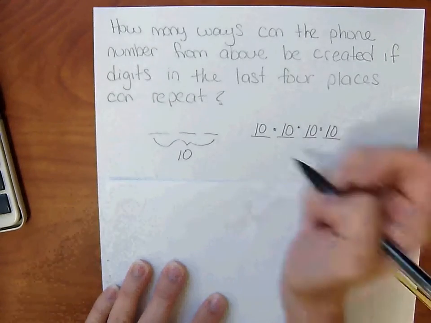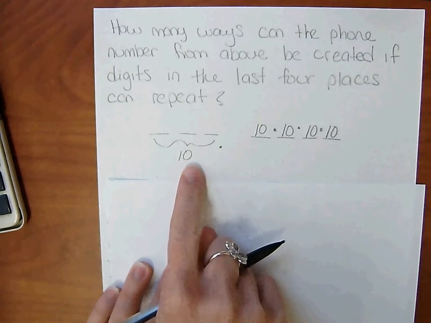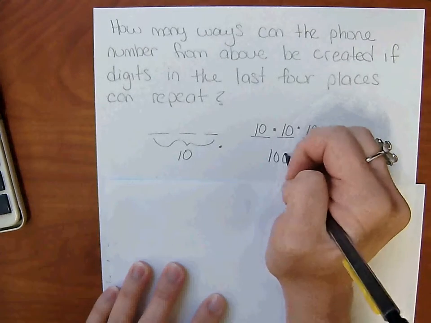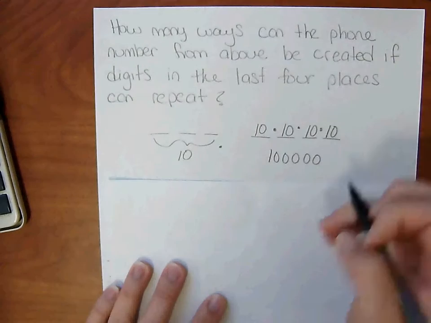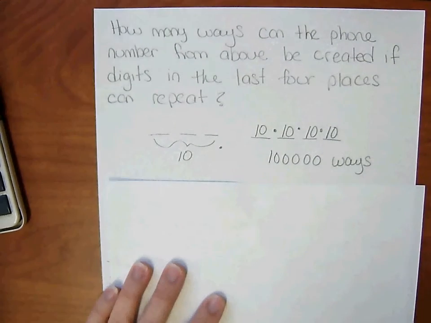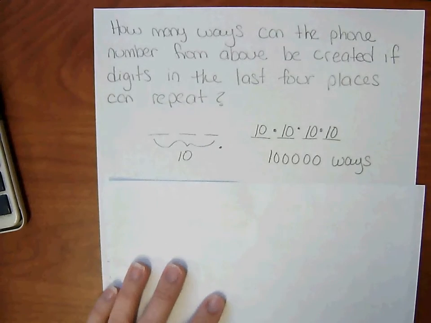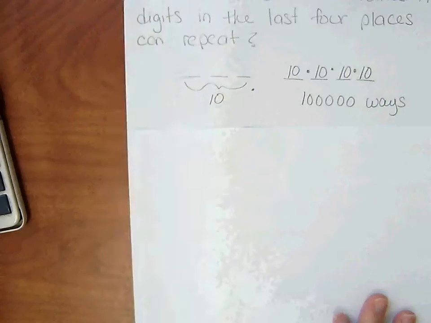Multiply all of these together. Again, do not forget the 10 for the arrangement of the first 3. And we get 100,000 different phone numbers. We almost doubled the amount of phone numbers we have by allowing repetition. All right, one last example using a word.